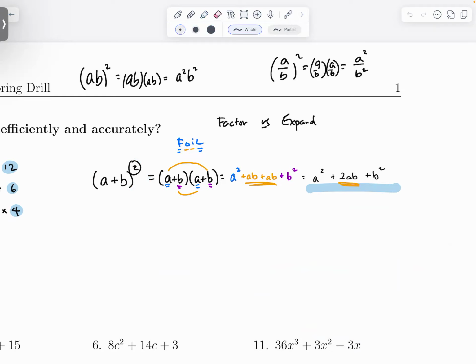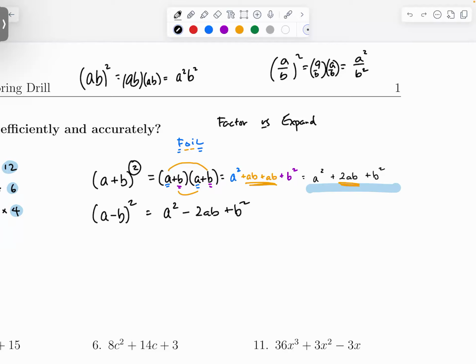Now, here's another thing. A minus B parentheses squared, what is it? Well, it's going to be A squared minus 2AB plus B squared. Why? You do the same thing that I just did earlier, right here. You can do it. You can see it for yourself.